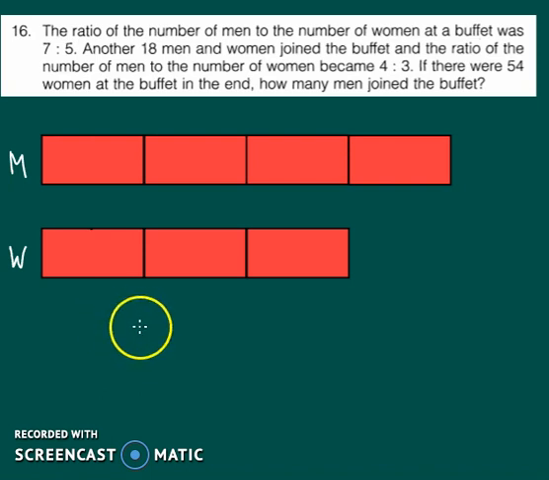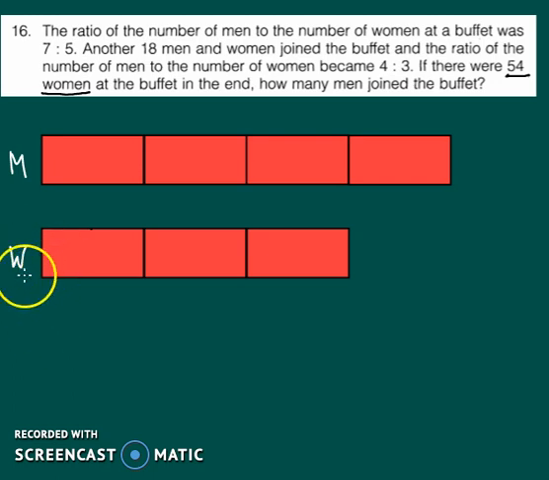They joined the buffet, and then the ratio of the number of men to the number of women became 4 to 3. If there were 54 women at the buffet at the end, how many men joined the buffet? So we're going to start off by looking at the second part of the question first, because we're specifically told that 54 women were there. So we have an exact number for the number of women that were there at the end.